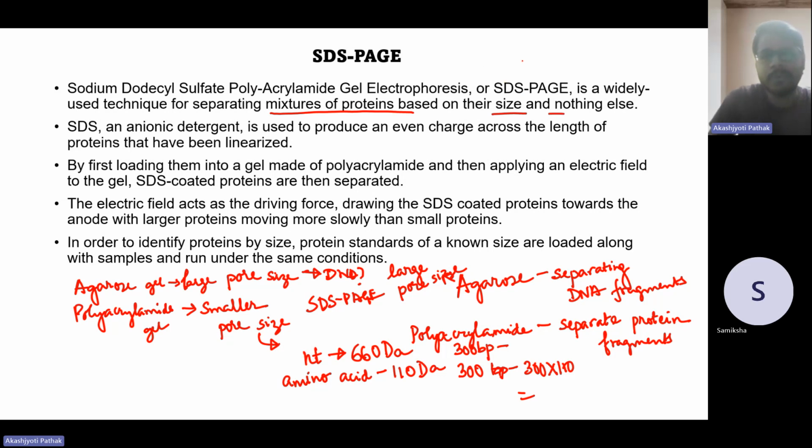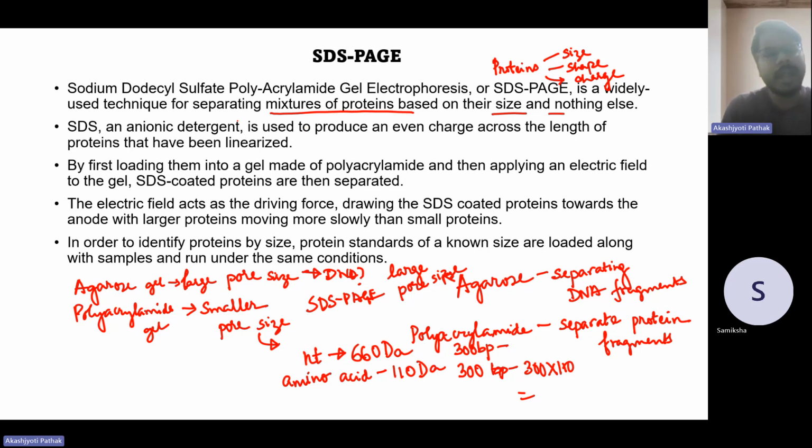So proteins will have what? Proteins have size, a particular molecular weight, and a particular shape. Proteins have different conformations, right? Secondary structure, tertiary structure, and they also have a charge. So if you want to separate the proteins only on the basis of their size, what is done is you need to run an SDS page.